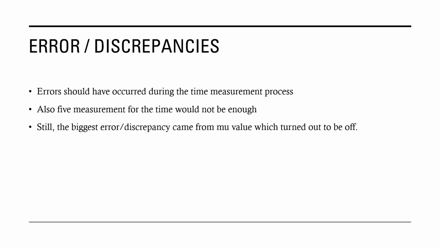For errors and discrepancies, errors should have occurred during the time measurement process, and considering that there were only 5 measurements taken, this would not be enough for the derivation of the correct results. Still, the biggest error and discrepancy come from the mu value, which turned out to be too low.